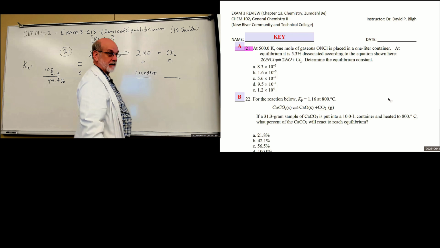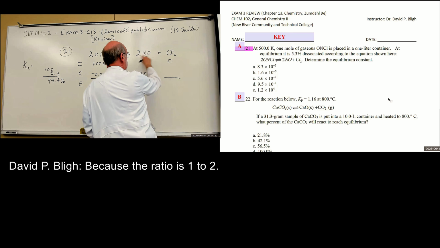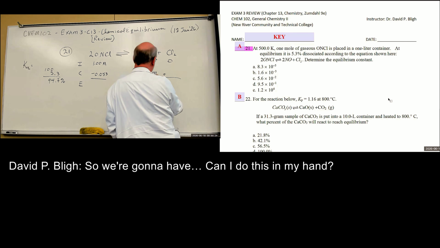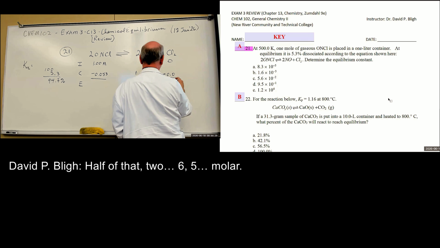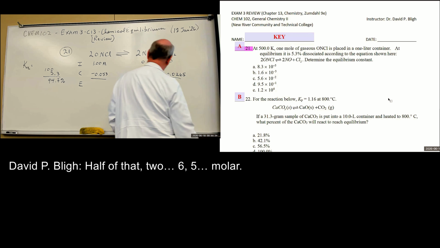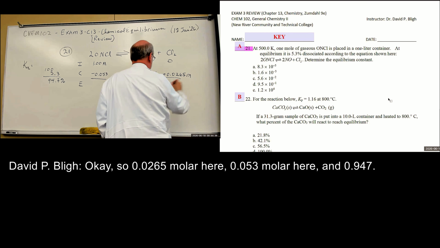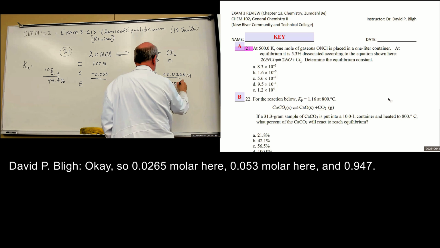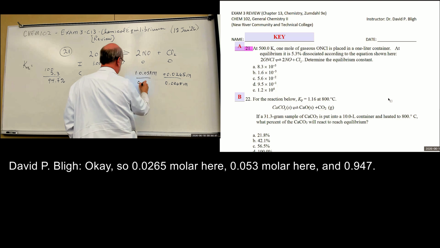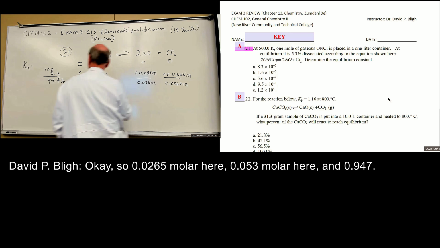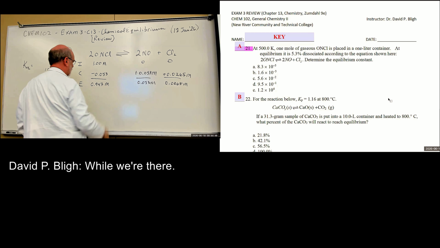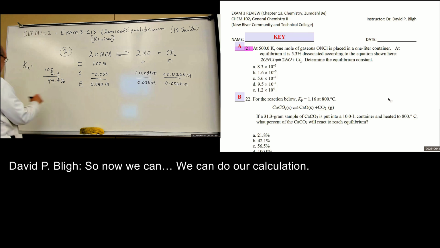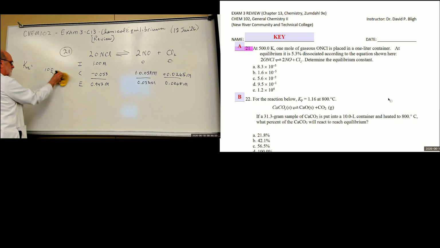Only half of that amount, right? Because the ratio is 1 to 2. So we're going to have, can I do this in my head? Half of that, 0.0265 molar here, 0.053 molar here, and 0.947 molar there. So now we can do our calculation.